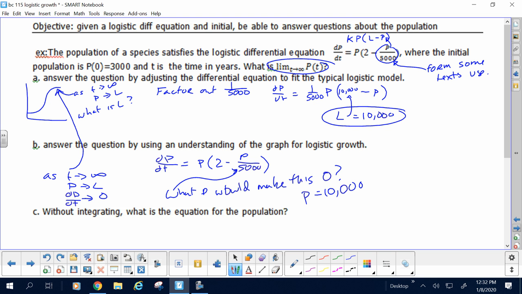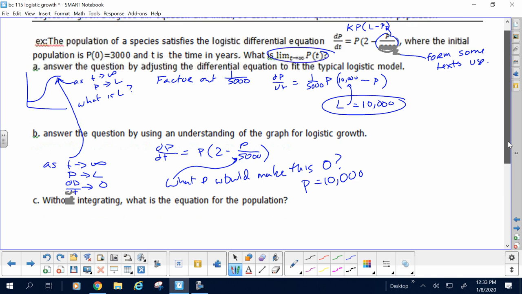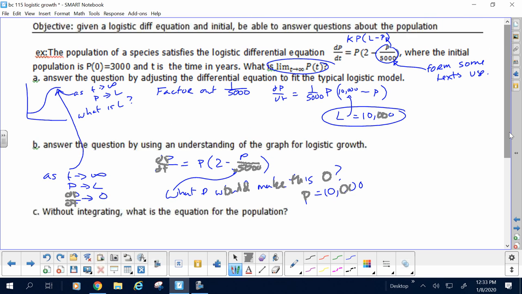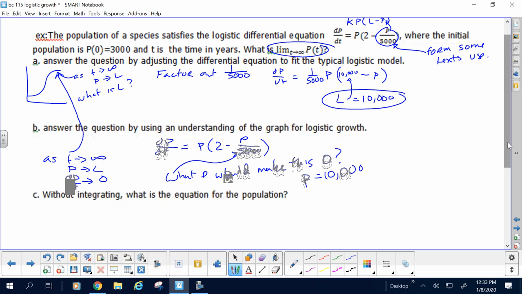So another way is to say, what would make the growth rate 0? Now, without integrating, we're not going to take this differential equation, separate the variables, and do all that. We're not going to do that, okay? Instead, we're going to write the equation for population just based on knowing what goes where. So remember, the equation goes like this.